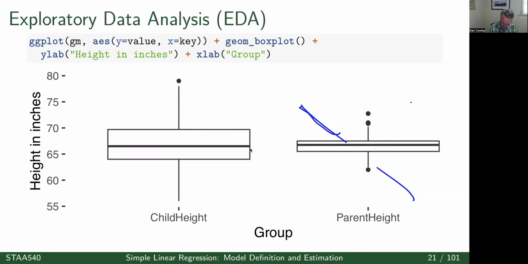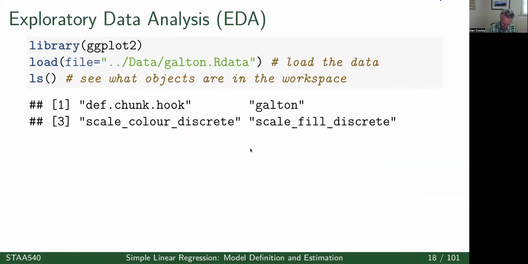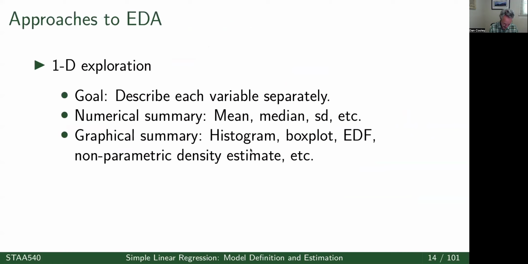All right, so working our way back to the slides, I've kind of given the story away a bit, but in a 1D exploration, we describe each variable separately. We would maybe make a table where we talk about mean or median, standard deviation, things like that. And then, as we saw on that slide, make a graphical summary. We might make a histogram, we might make a box plot, we might make a non-parametric density estimate, draw some pictures to understand a little bit about what's going on with the data set and with each variable. And so for us, that's child height.